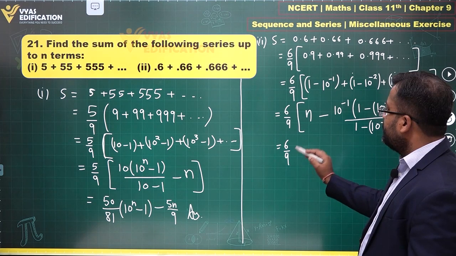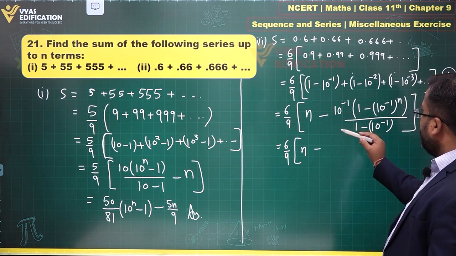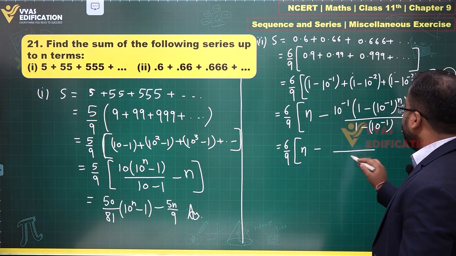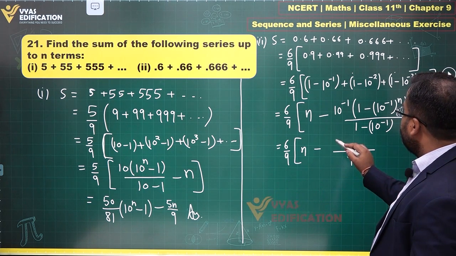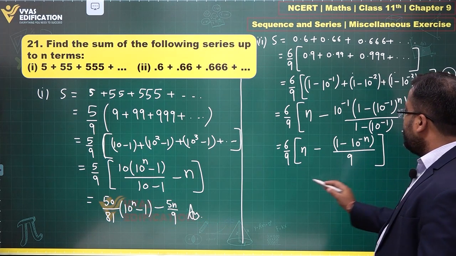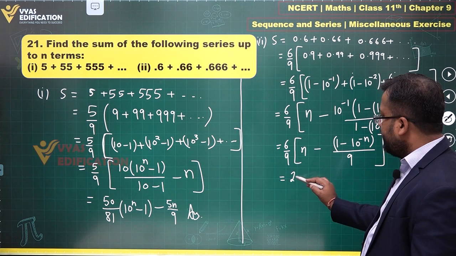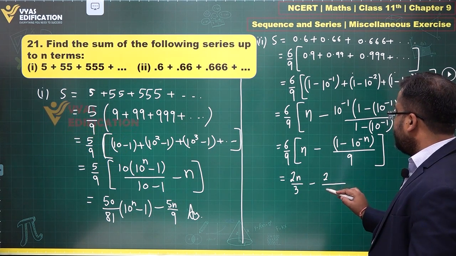6 by 9 is okay. In the bracket I have n minus, this is 1 upon 10. Okay, I multiply 10 inside. This becomes 10 minus 1, which is 9 in the denominator. And what about the numerator? In the numerator we have 1 minus 10 power minus n. And multiplying this inside, this is actually 2 by 3. It goes inside. This becomes 2n by 3 minus 2 by 9 times 3, which is 27.